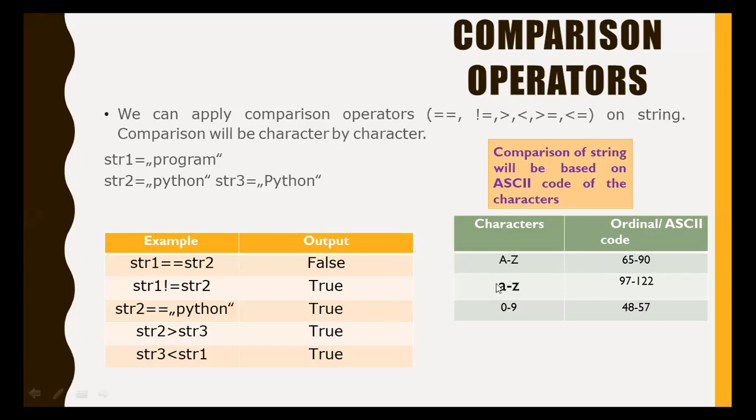Now we'll talk about small a to z. Small a is 97, small z is 122. And we'll talk about the numbers 0 to 9. So 0 is 48 and 9 is 57. What is ASCII code? This is the American Standard Code for Information Interchange.